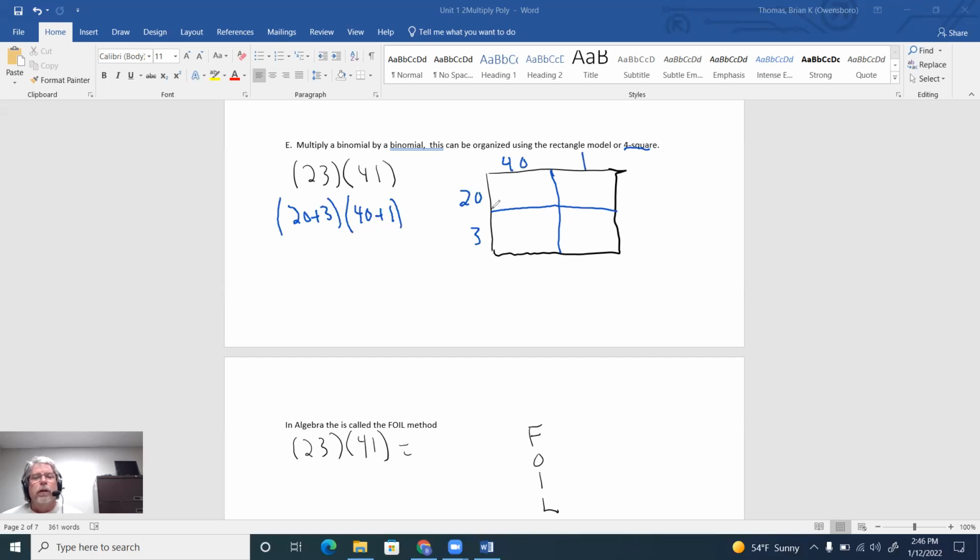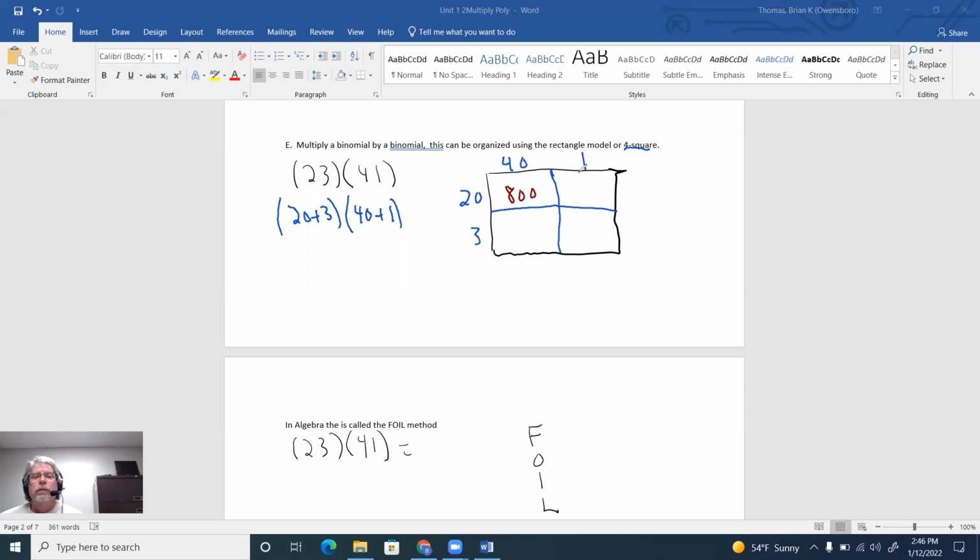So they go here. And so what we need to now do is figure out each one of these little boxes. So to do that, this 20 and this 40 have to go together to give me that. So that's going to give me then this 800.